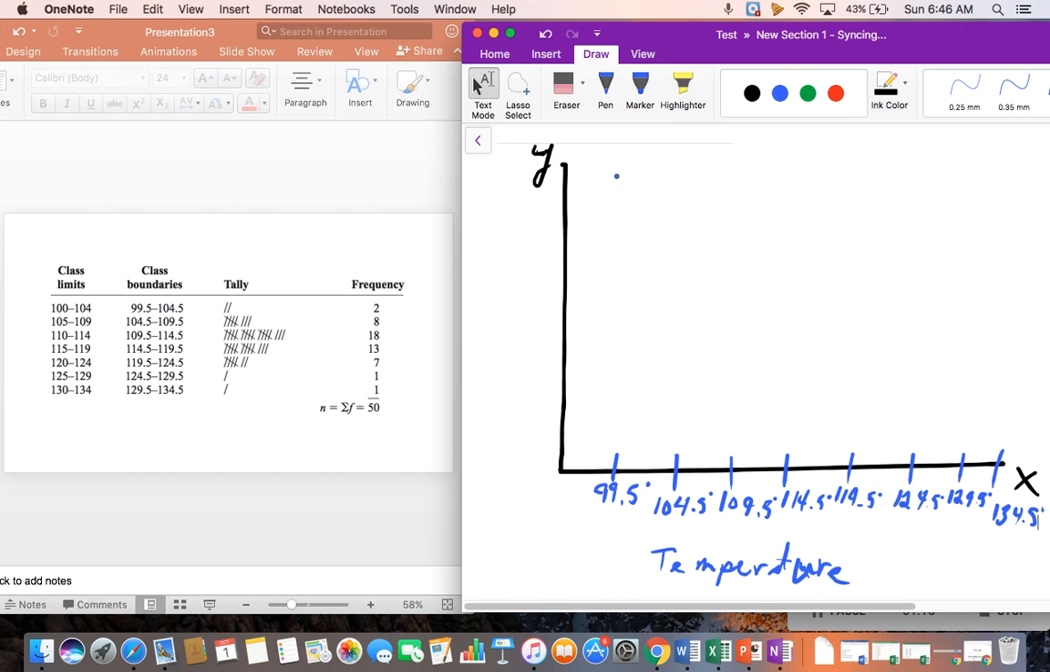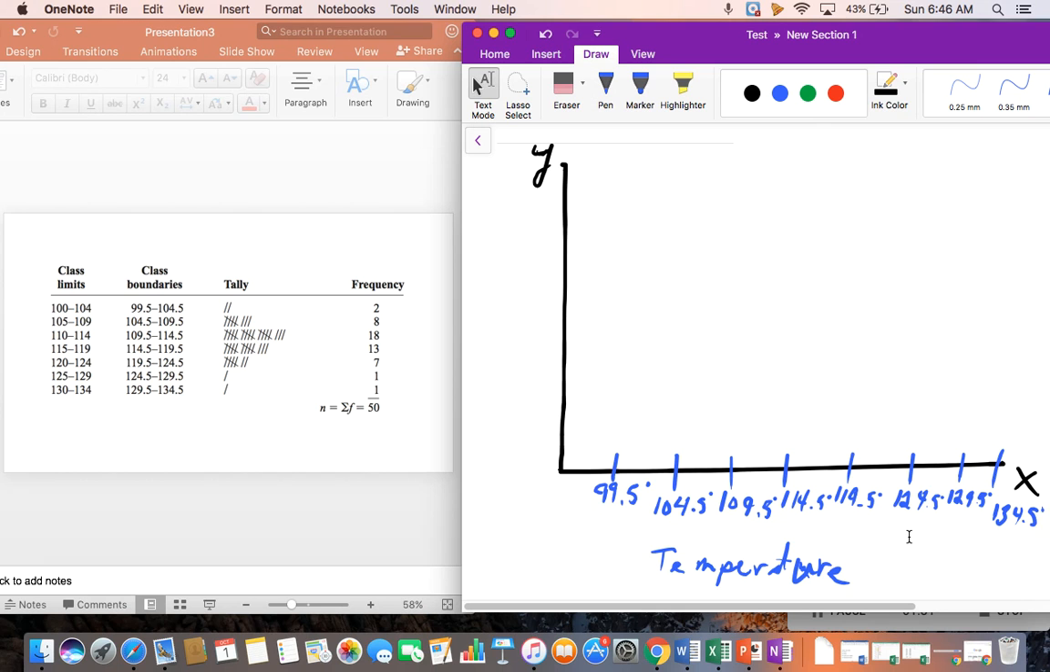All right, so I went ahead and filled in the rest of our x-axis with all of our class boundaries from 99.5 all the way to 134.5. Remember, this is measuring temperature, so that's why I gave each of those a degree sign.